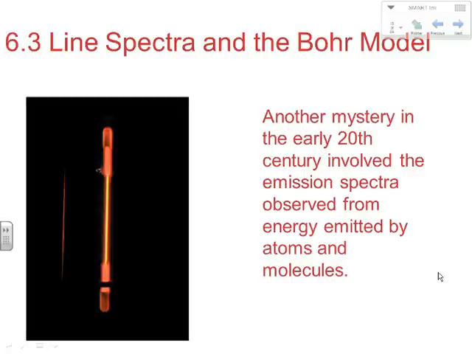Now, another mystery in the early 20th century was the emission spectrum, which is basically when you pass electricity or energy through an atom or a molecule, and the atom or molecule starts to glow. And what comes out is not one particular frequency of light, but a whole bunch of different frequencies of light. And this isn't like white light where you get all of the colors of the spectrum. You really get what's called a discontinuous spectrum.